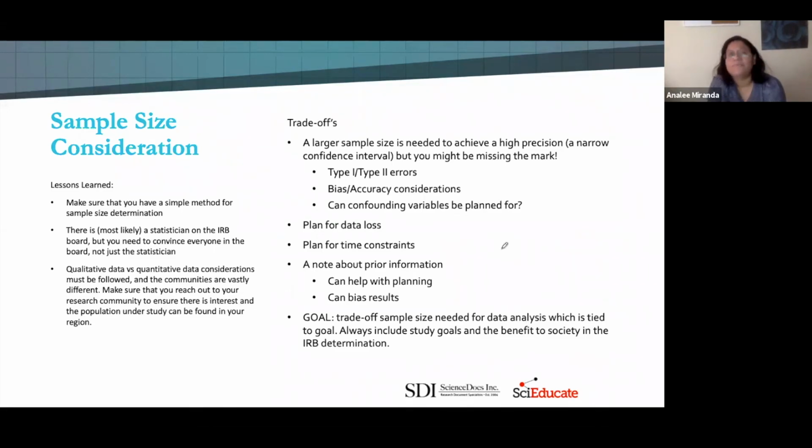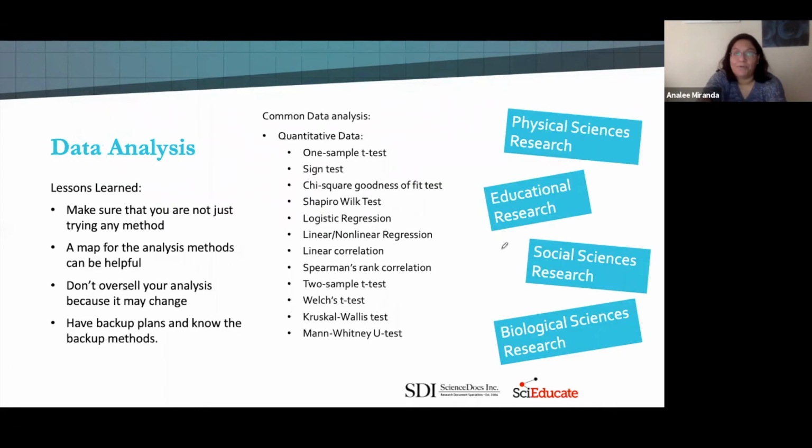And so different IRB members are going to have different research experiences that you may not understand. And so you need to figure out a way to be on the same page. You always want to think about that trade-off, but underlying that, you always want to make sure that the study goals you're thinking about are a benefit to the society, and to always say that to the IRB board.